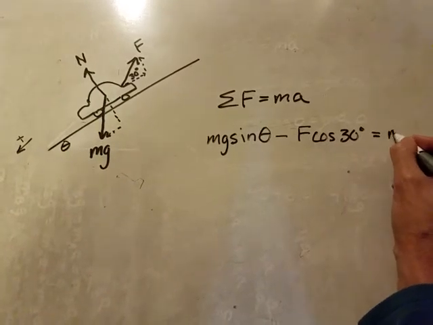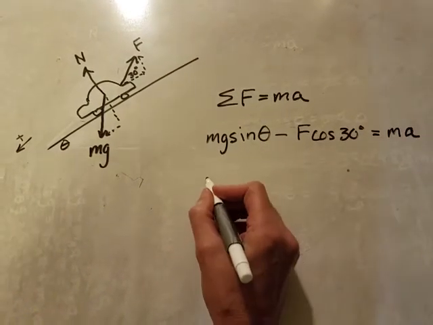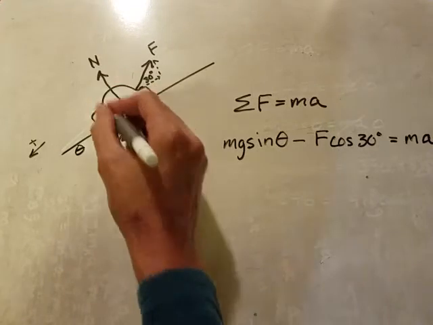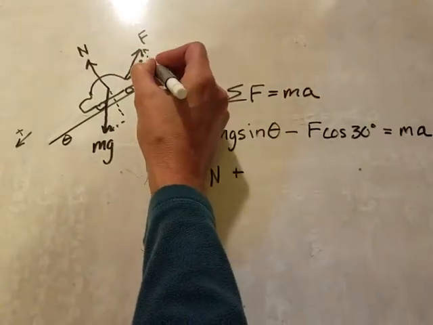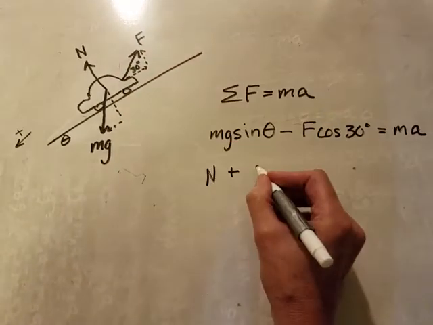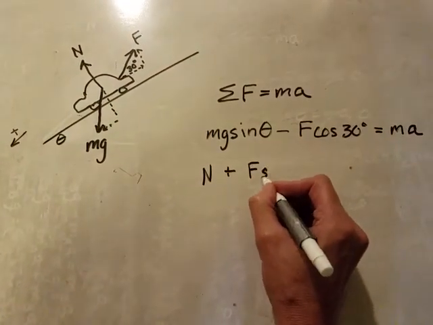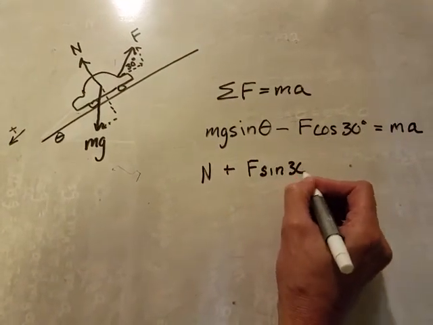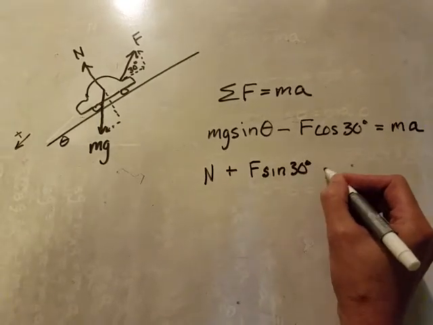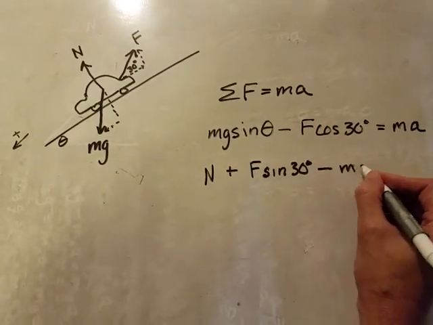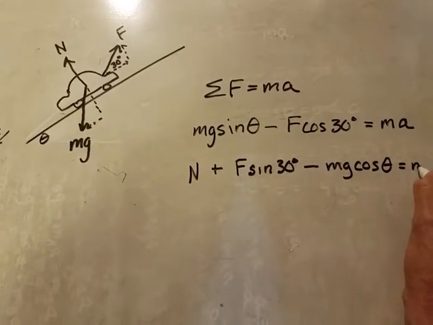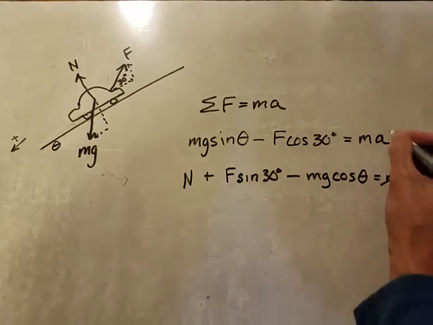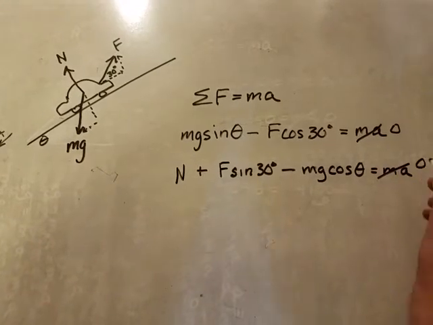And that equals ma. And then in the perpendicular direction, we have normal force plus the force component that's going up here, which is the sine component. And then minus mg cosine theta is equal to ma. Because the car isn't moving, both of those accelerations are 0.